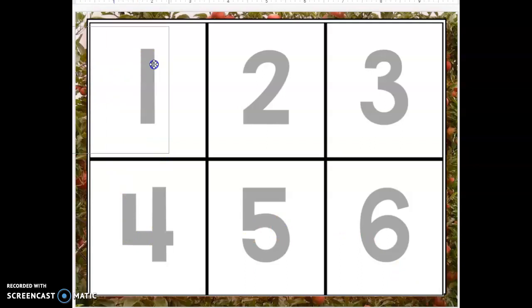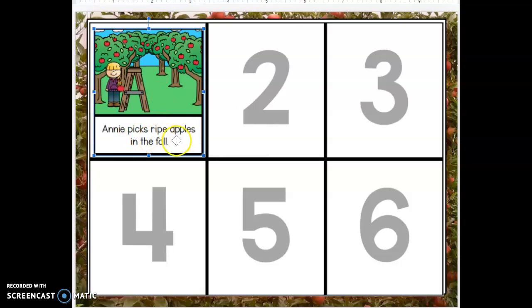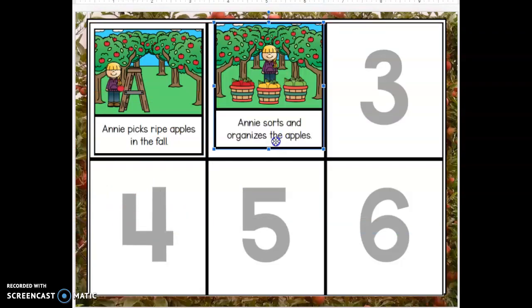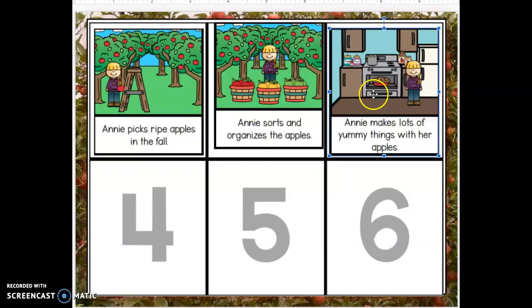Our story begins with Annie going to the apple orchard. She picks all the ripe apples in the fall. She then sorts and organizes all of her apples by different colors, by different shapes, and by different sizes. Annie at her house makes lots of yummy things with her apples. Applesauce, apple pies, look at all those yummy things.